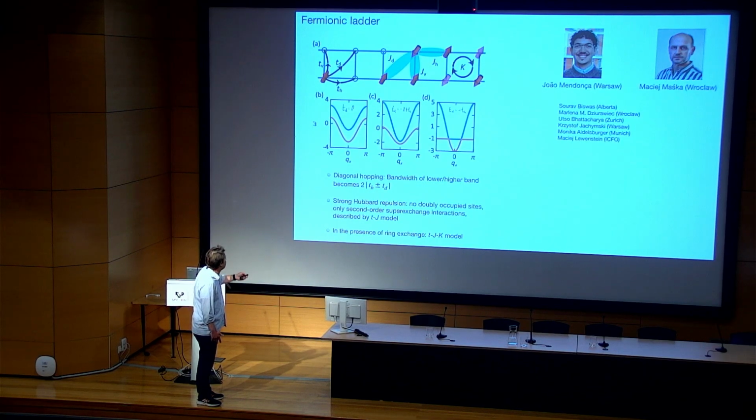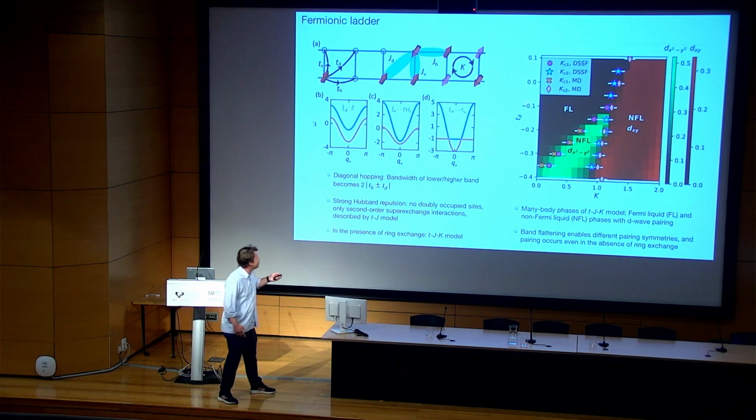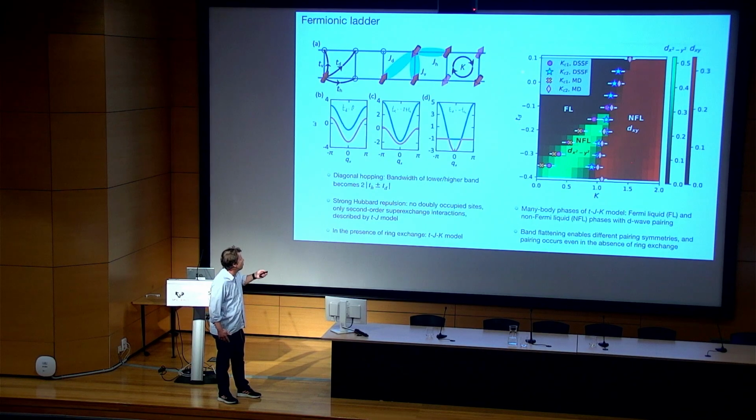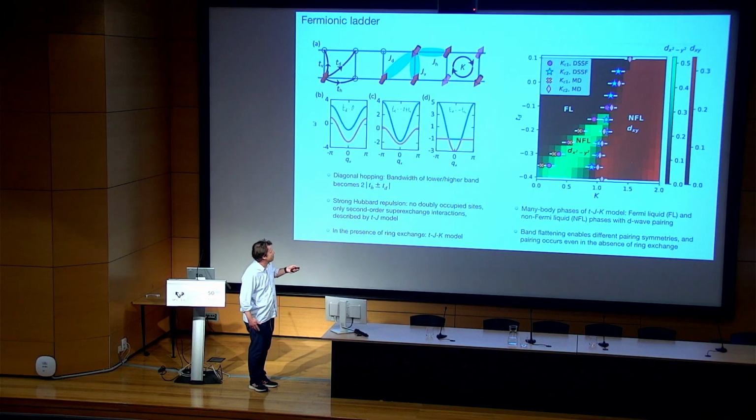What we found then, if you do the many-body calculation with this flattening hopping term, is this. This is the situation without flattening, so the diagonal hopping is 0. You have a Fermi liquid phase, and then at a critical ring exchange strength, you enter this non-Fermi liquid phase with a dxy pairing. Now if you flatten, by adding a negative-valued diagonal hopping, you see that the Fermi liquid regime becomes smaller, and you do not enter the dxy phase directly.